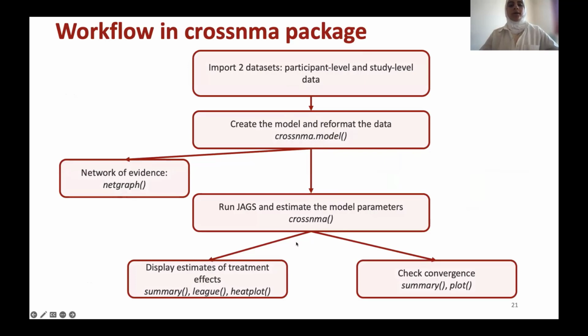Then you can go ahead and run the analysis and estimate all model parameters using the crossnma function. Then you can display your results in different formats using built-in functions. We have summary, league, and heat plot functions that can be used to produce numerical and graphical summaries of the treatment effect estimates. And you can also use generic functions like plot and summary to evaluate the Markov chain Monte Carlo convergence.